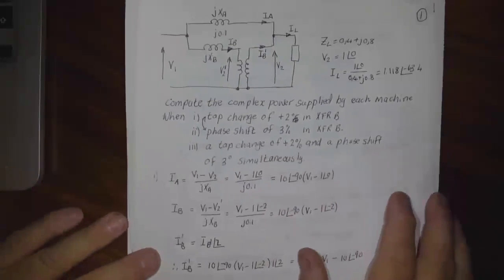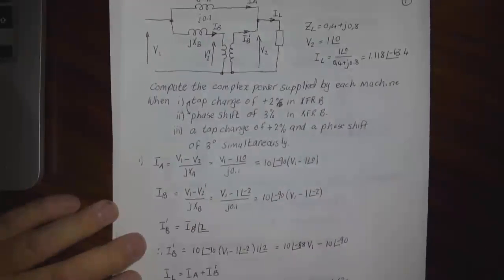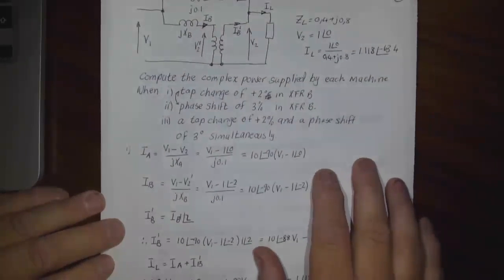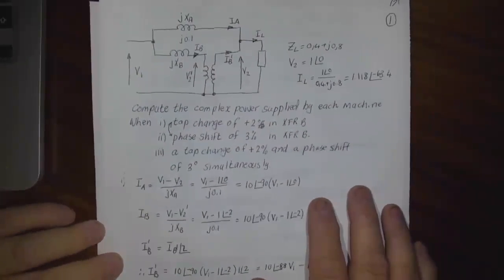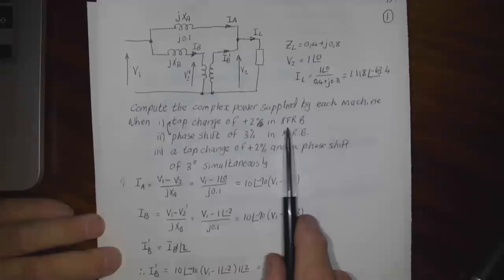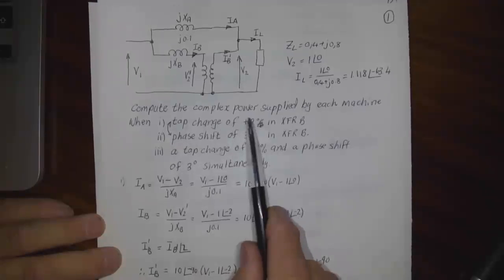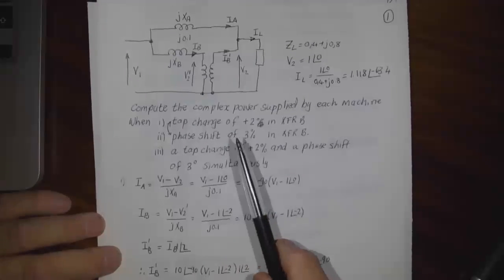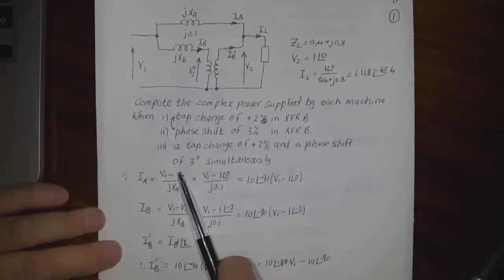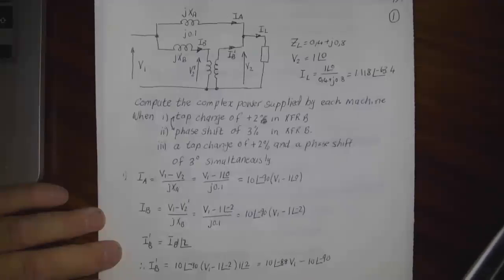I made a summary of the whole process of calculating the complex power. Now, if we look at that example again, I just made a boo-boo there. I started off with a phase shift. So it's a phase shift of 2 degrees and a tap change of 3. And then a tap change of 2 and a phase shift of 3 degrees simultaneously.